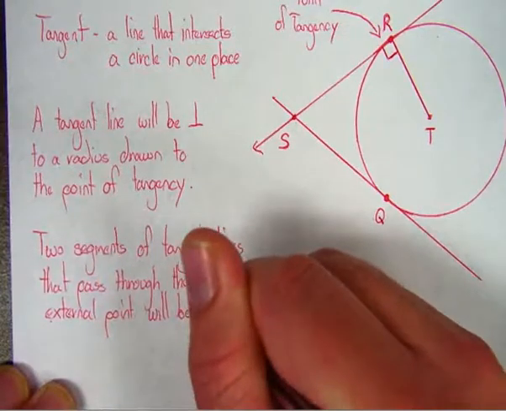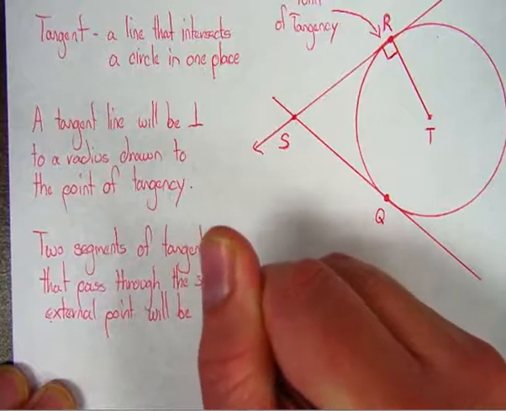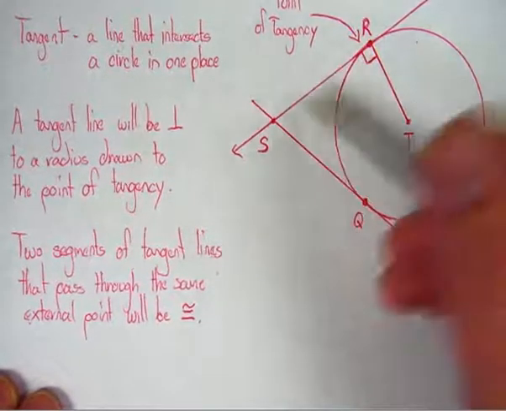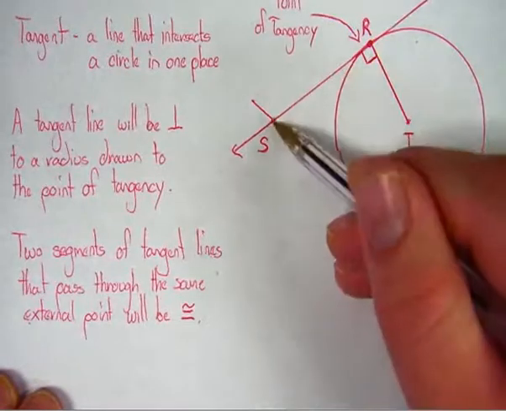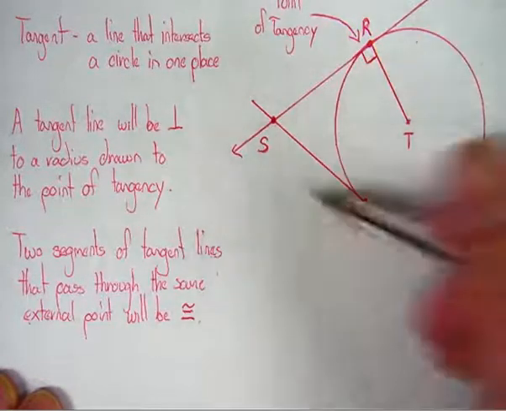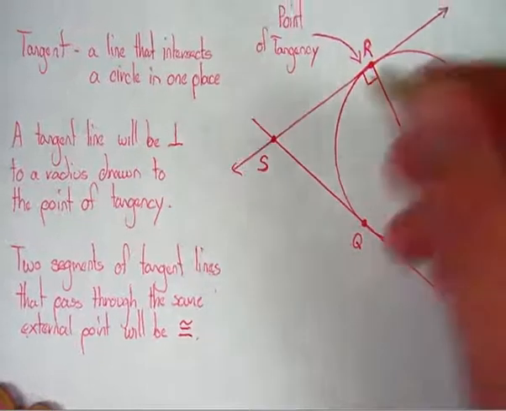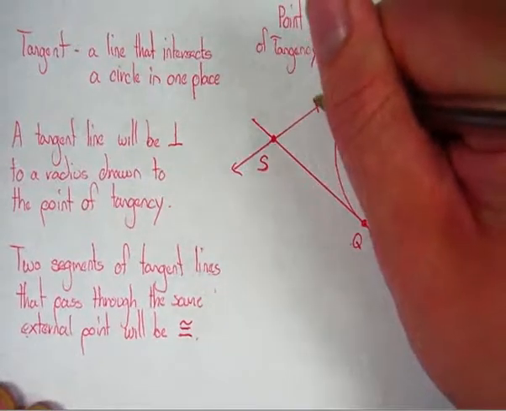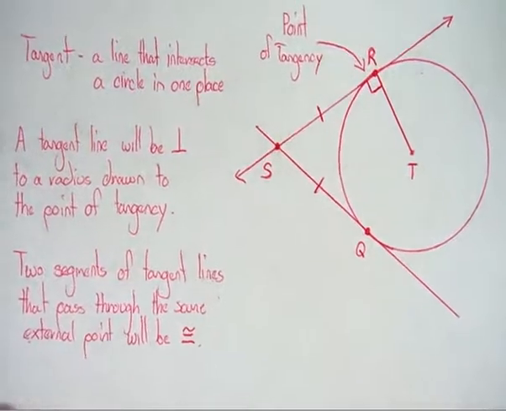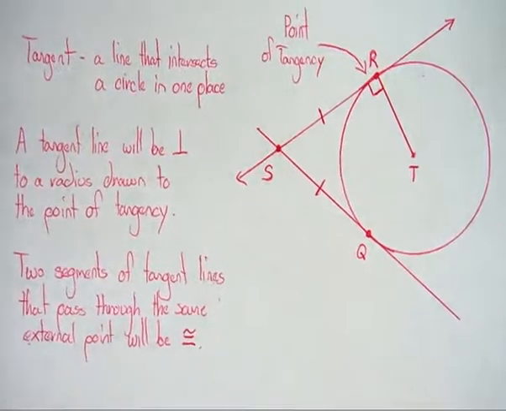And the way I wrote that there is pretty funky, but if you get the idea, that's the more important thing, is that SR and SQ, because they're two tangent lines that pass through the same external point, they intersect outside of the circle, that tells us that segment SR will be congruent to segment SQ. And this also gives us some problem solving ability.